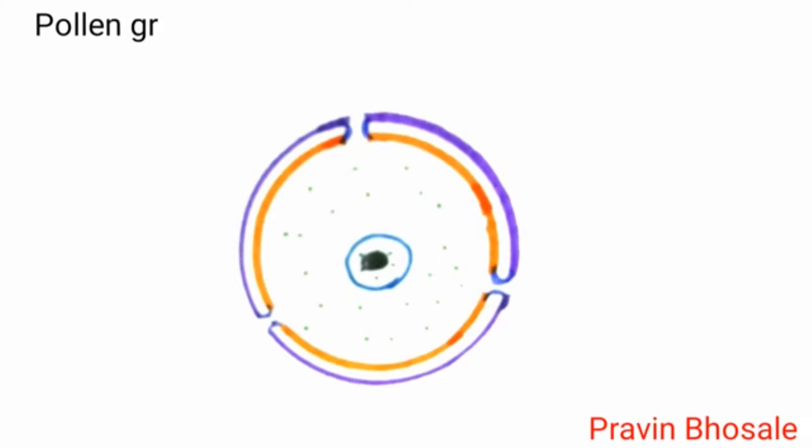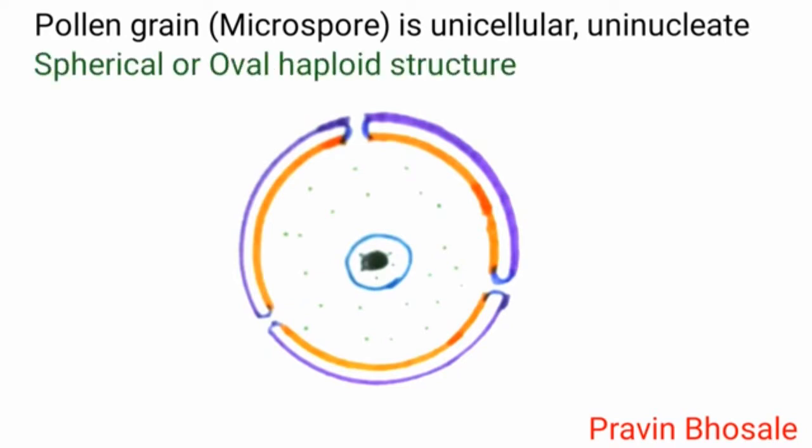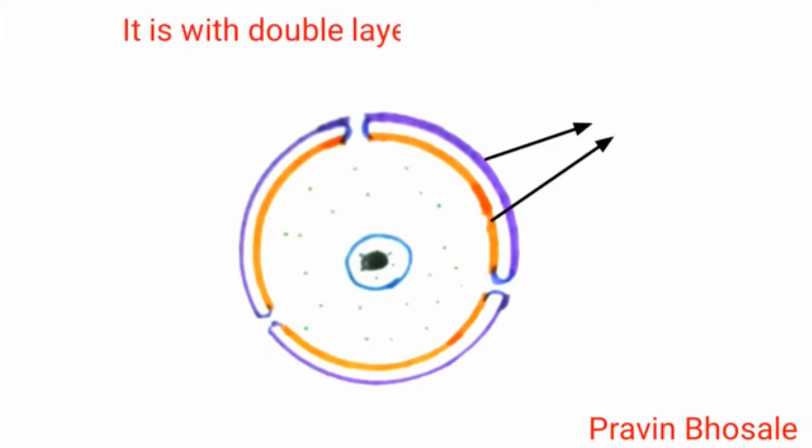Hello students, let us revise the structure of the pollen grain. Each pollen grain, that is the microspore, is a unicellular, uninucleate, spherical or oval haploid structure. It is with a double layered wall called sporoderm.